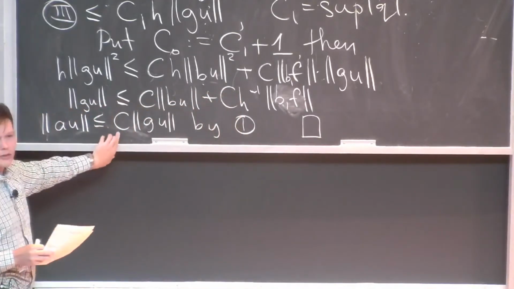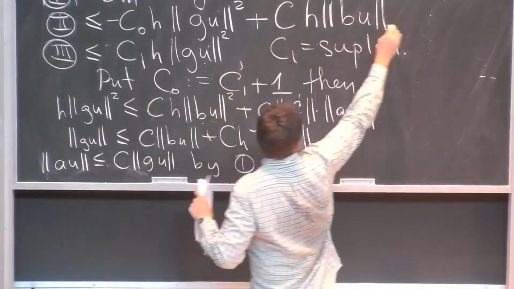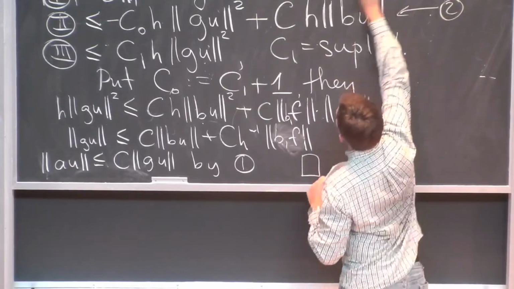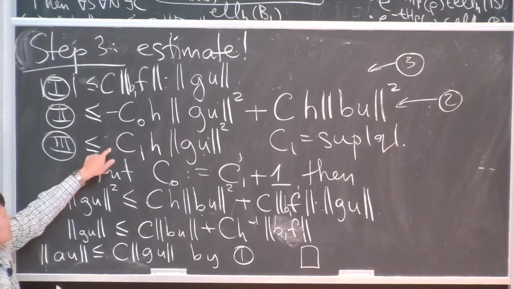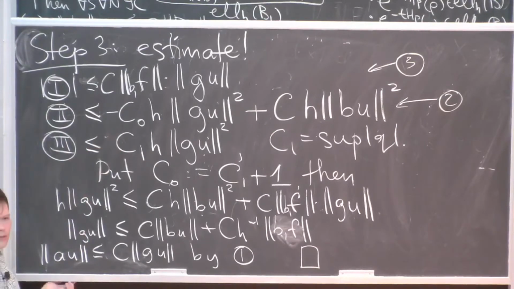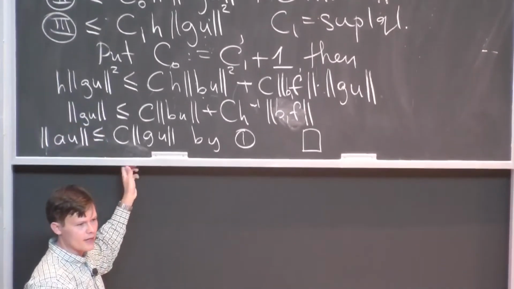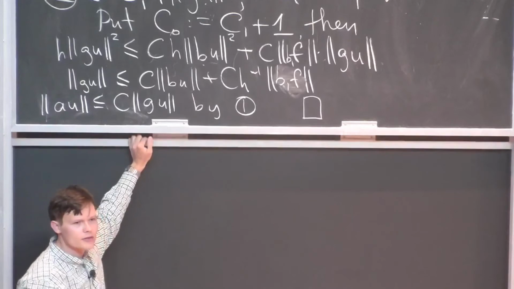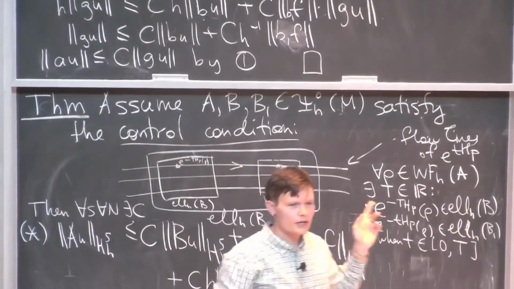So that's where I use property one of the escape function. This part is where we use property two. This part is where we use property three to be able to put in b1 there. And this part doesn't care what the escape function was. So that's, I think, as primitive as I can make a presentation of the positive commutator proof. Any questions about that?